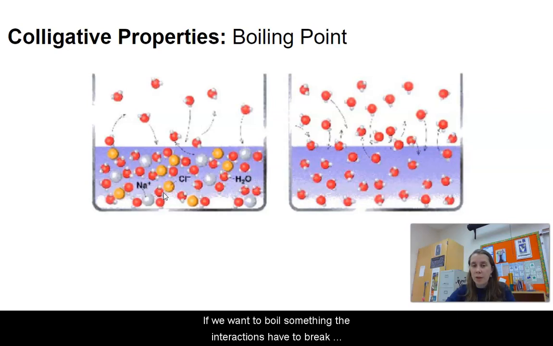Right. So if we want to boil something, the interactions have to break because we're going from the liquid phase to the gas phase. All right, so if we just have water, then we're breaking hydrogen bonds primarily in order to undergo that phase change. All right, if we have water with salt dissolved in it, or anything dissolved in it really, those interactions must be more favorable than the interactions with just the water with itself.